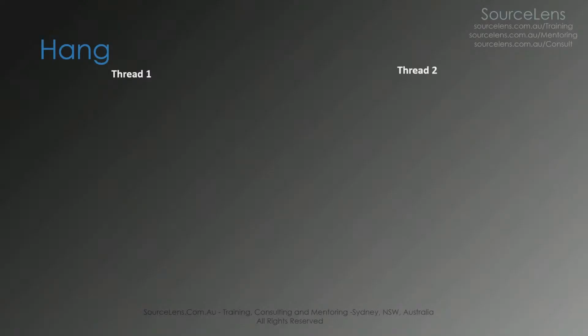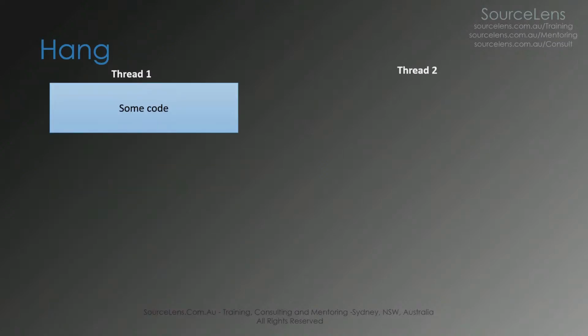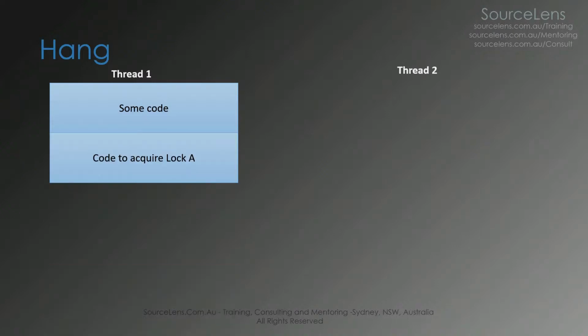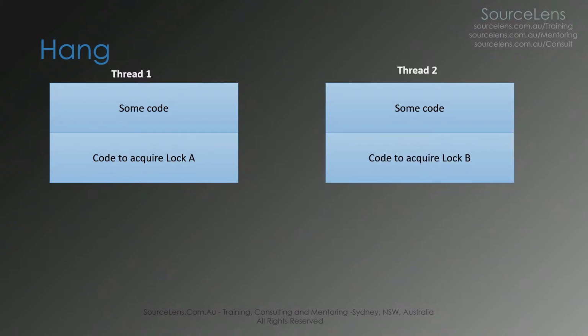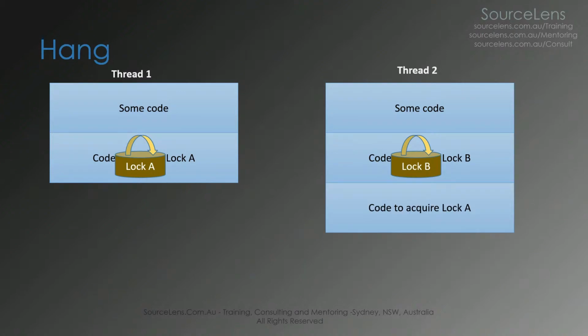So we have thread one and thread two. We have some code in thread one, and after that it is trying to acquire lock A. In thread two there is again some arbitrary code, then it is trying to acquire lock B. It obtains lock B because lock B is not locked, and almost at the same time lock A is obtained by thread one.